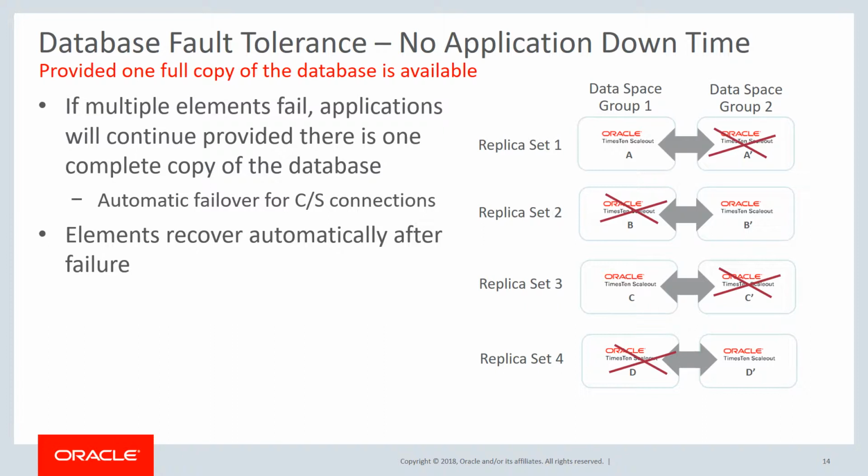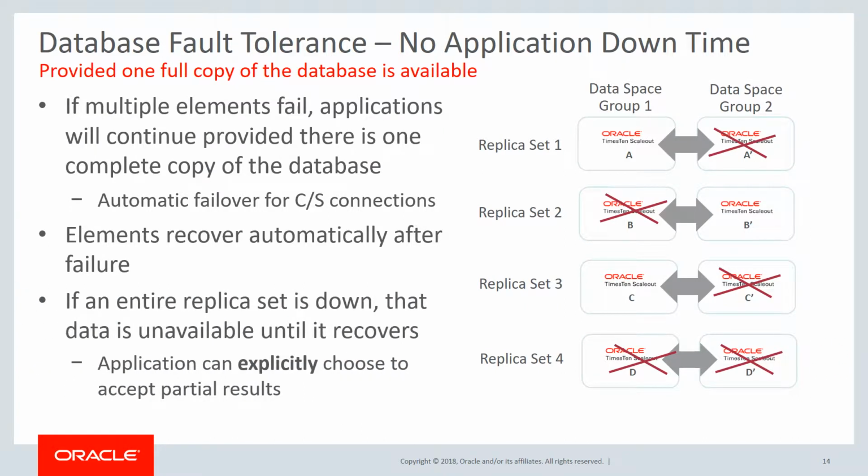If they do, you'll get an error saying, sorry, can't complete that request, replica set 4 is down. That's pretty much what the error says, actually. Now, for some types of application, it's more important to get an answer than necessarily getting the exact correct answer.